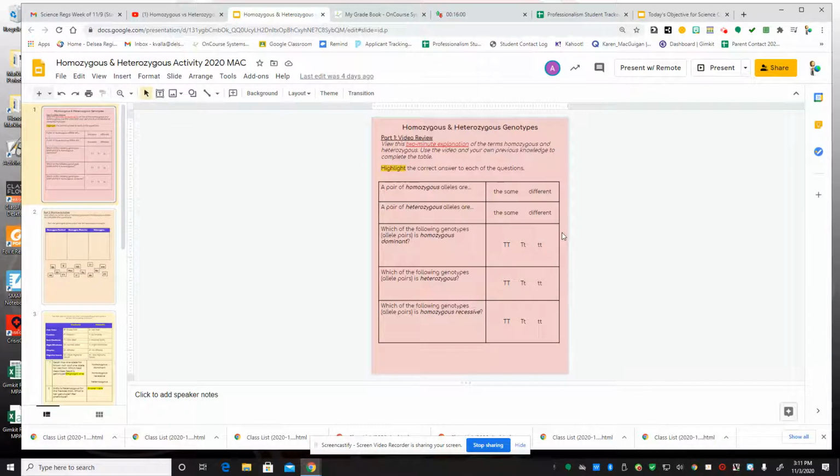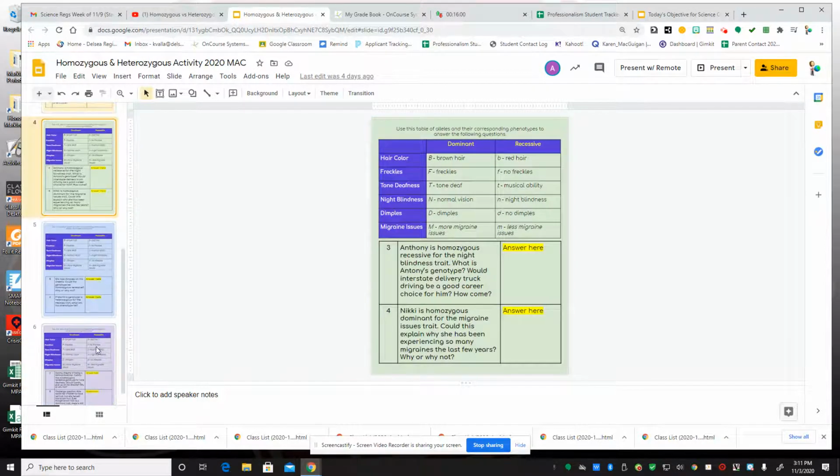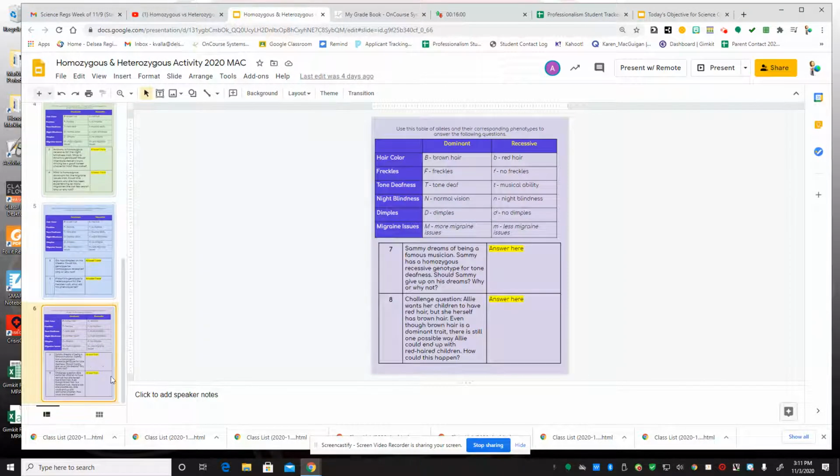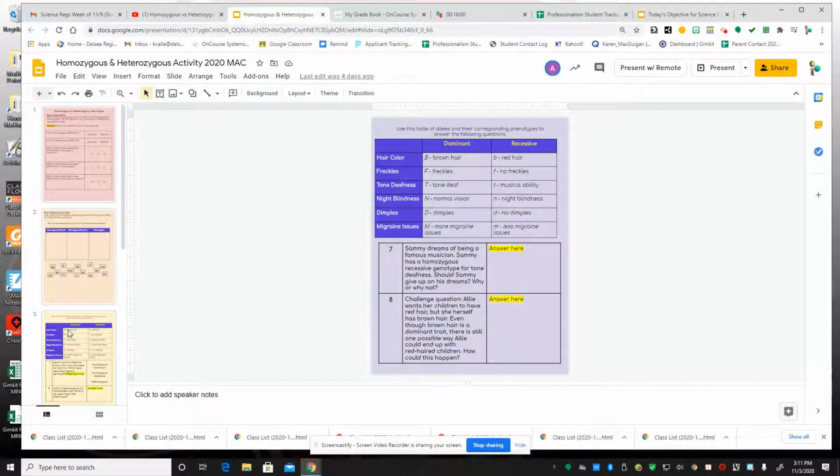Then we're going to be moving on to this next activity, which we're calling the homozygous and heterozygous activity, sometimes referred to as the rainbow activity. The reason why I'm calling it the rainbow activity is if you look carefully at the background colors, this is red, orange, yellow, green, blue, and purple. So each one of these slides is represented by a different color.